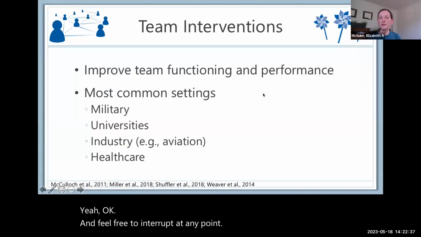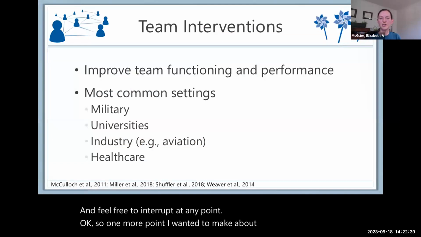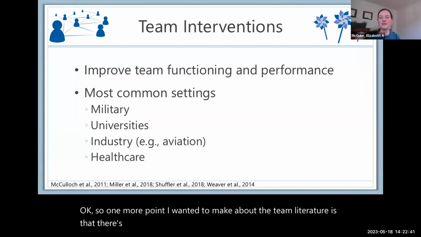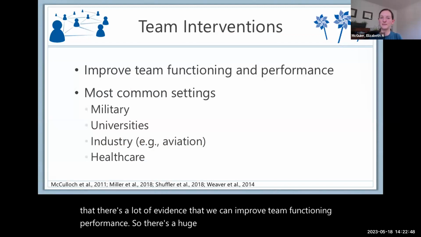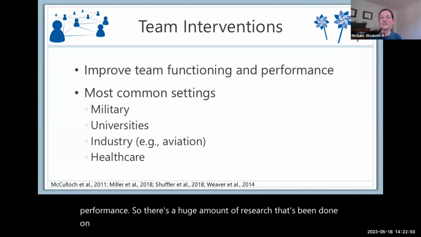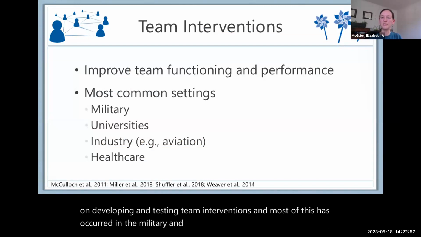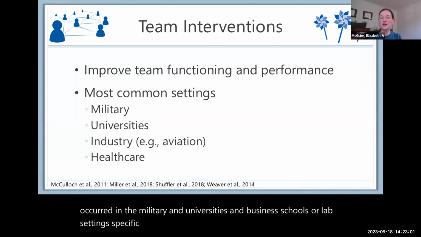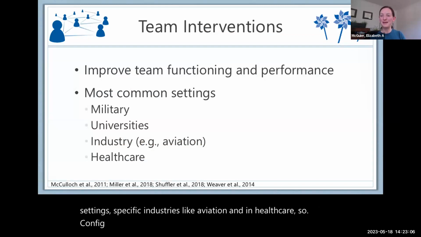Okay, so one more point I want to make about the team literature is that there's a lot of evidence that we can improve team functioning and performance. So there's a huge amount of research that's been done on developing and testing team interventions. And most of this has occurred in the military and university, business schools or lab settings, specific industries like aviation, and in healthcare. So kind of big takeaways: teamwork matters, and we can improve it, which is really good.